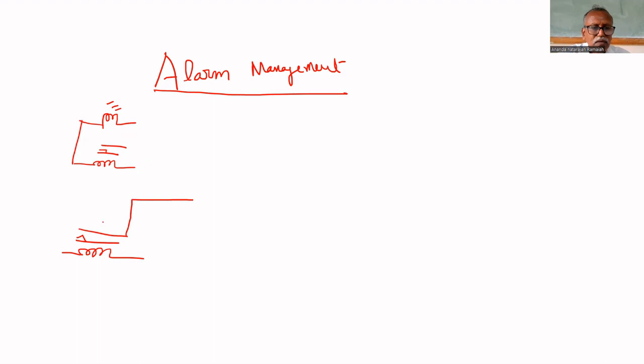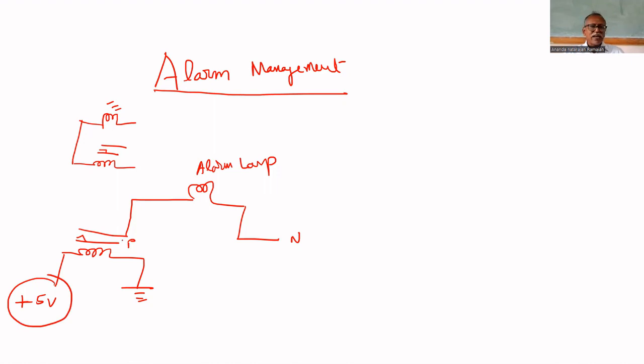In that, an alarm lamp is connected. Another end is connected to neutral. This end is connected to phase. The signal, say 1, means plus 5 volt is available, and this is grounded. When the pressure exceeds, the sensor will give plus 5 volt. That's why this relay will be energized and it will close this contact so that this lamp will glow. Whenever the pressure exceeds the safer value, this lamp will be turned on.